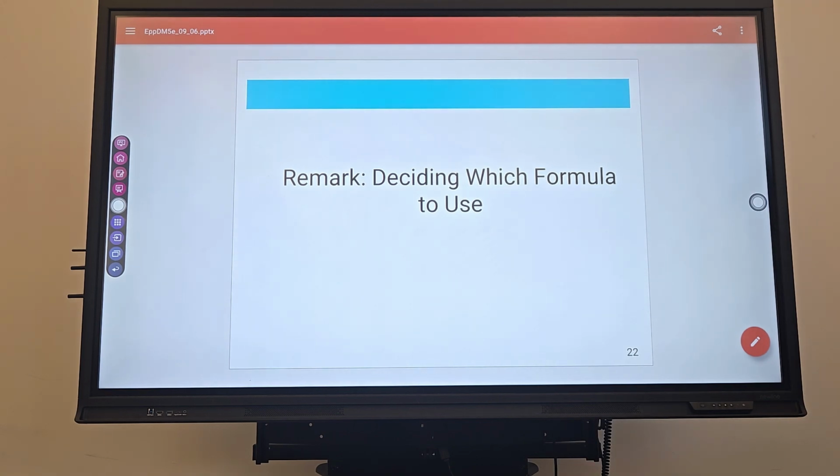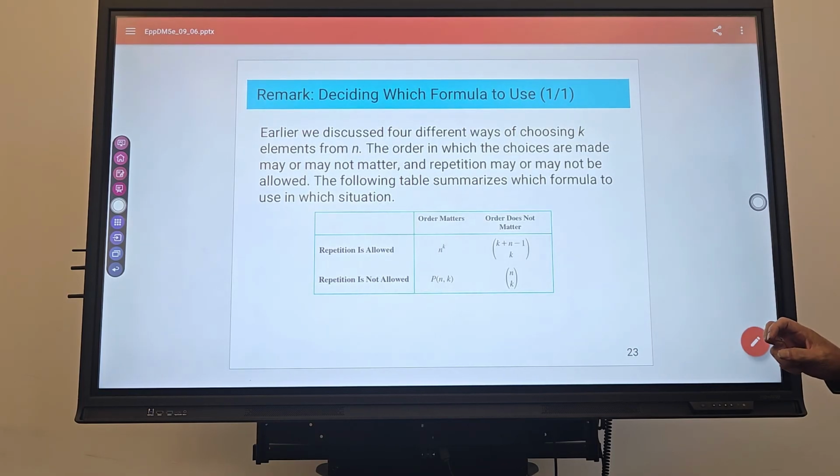Remark, deciding which formula to use is always an important thing. Earlier we discussed 4 different ways of choosing k elements from n. The order in which the choices are made may or may not matter, and the repetition may or may not be allowed. The following table summarizes which formula to use in which situation. If order matters and repetition is allowed, then it's n to the k. If order does not matter, then k plus n minus 1 choose k.